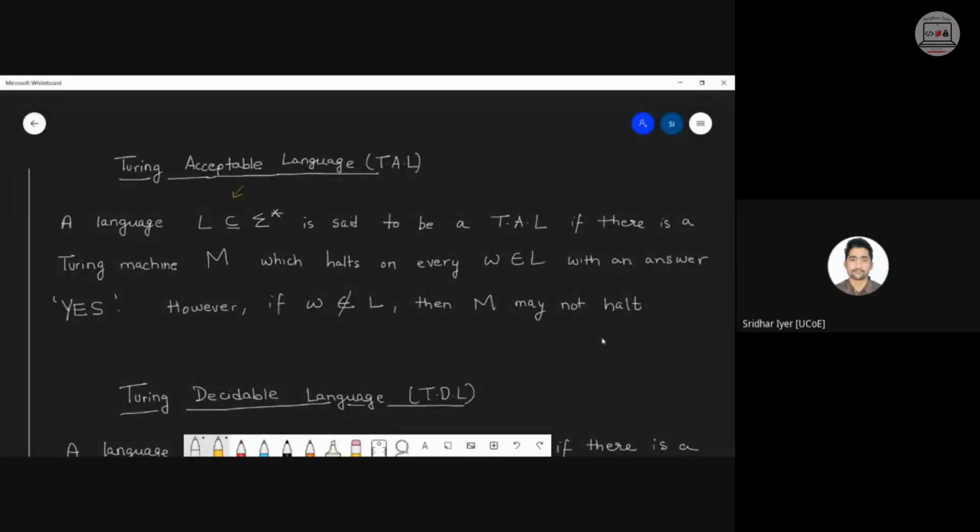Am I audible? There was some network glitch from my side. Okay, fine. Thank you. So I'm again restarting this concept, Turing acceptable language.